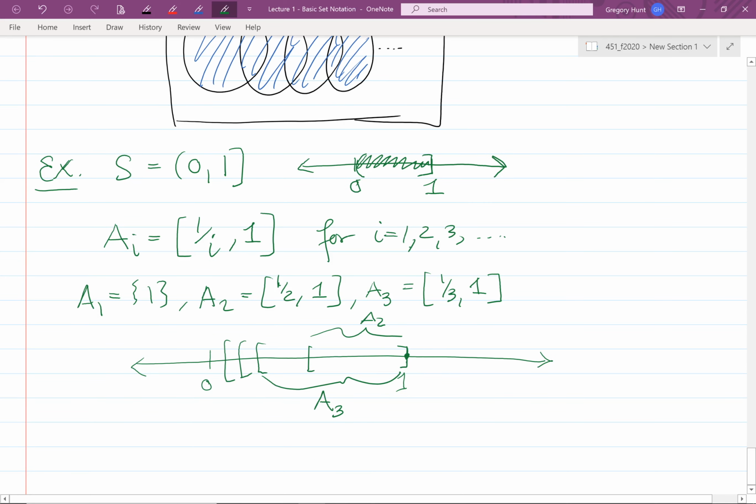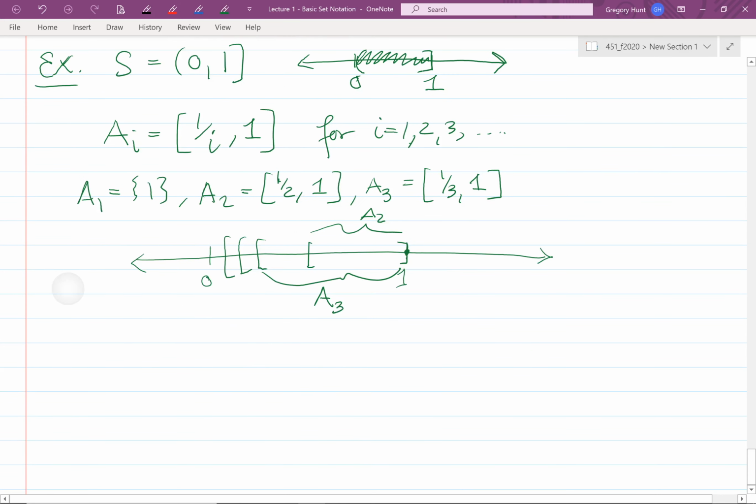So here's a question. What is my infinite union of these A sub i's? So the infinite union is the set of elements that is in at least one of these. So it's kind of the collective set of these. The answer is that it is actually the whole universe. 0 to 1, not including 0, but including 1. So that is our universal set S.